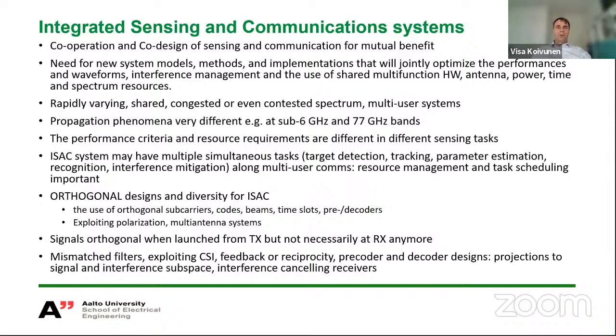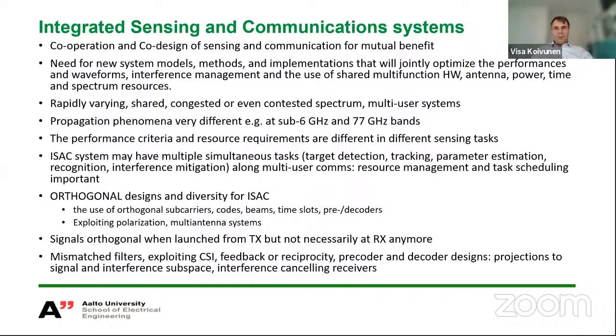Also needed are systems that manage interference and use this shared multifunction hardware, sharing antennas, resources, beams and frequencies in a harmonious manner. One difficulty is that the spectrum is varying very rapidly and is shared and congested. The frequency regime where you're operating also plays a role. The propagation phenomena at sub-6 gigahertz frequencies are very different from those at the 77 gigahertz bands.